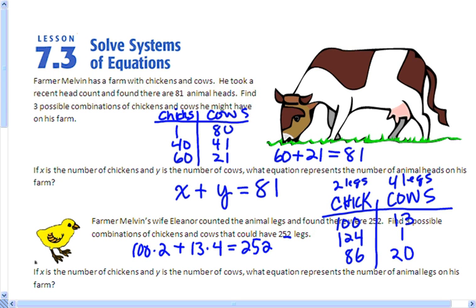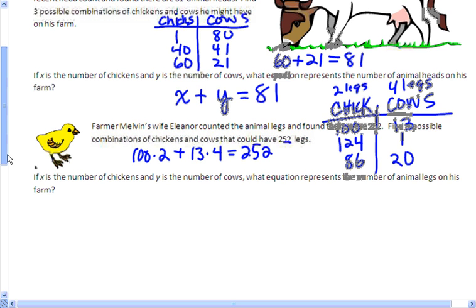So if x is the number of chickens and y is the number of cows, what equation represents the number of animal legs on his farm? We want to take the number of chickens, x, times 2, plus the number of cows, y, times 4, and that has to equal 252. That is, again, a standard form linear equation. And that can represent all the possibilities of chickens and cows that would have 252 legs.